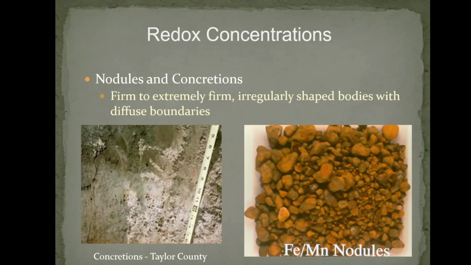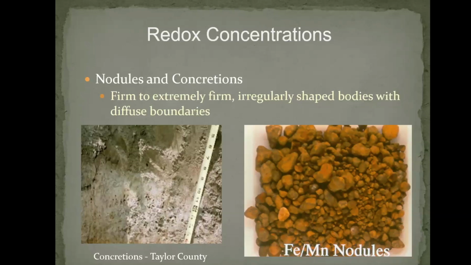For our purposes, the difference between a nodule and concretion really doesn't matter. It's just that these will be like little hard pieces. You can pull them out. It'll be like little pieces of iron shot or something in the soil, but they'll be firm to extremely firm, or even ones that you can't break except with a hammer. They'll usually be irregular shaped. They won't be round like pellets or BBs or shot.